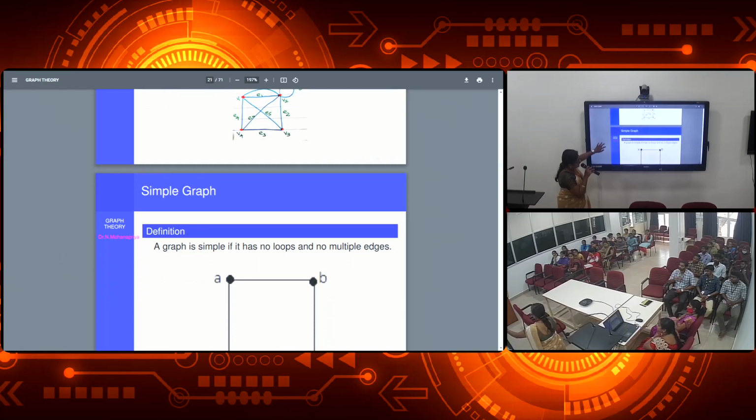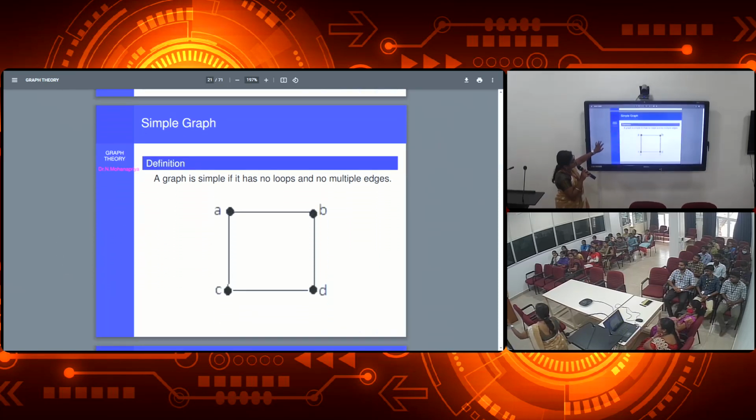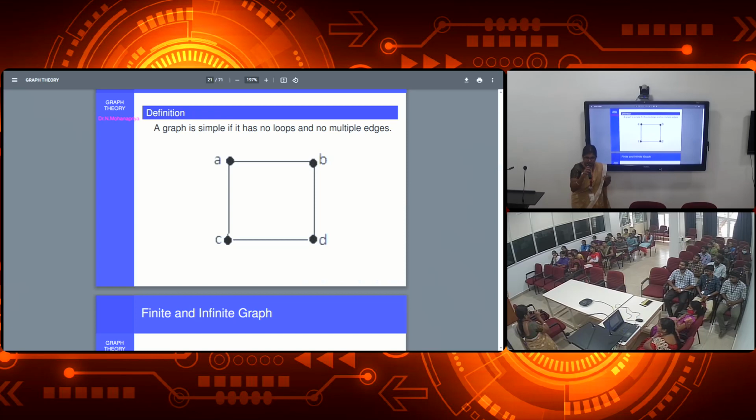Simple graph. A simple graph is a graph with no multiple edges, as we have seen with multiple edges and loops previously. If there is no multiple edge and no loop, then the graph is called a simple graph. So a graph is simple if it has no loops and no multiple edges. This is an example of a simple graph.